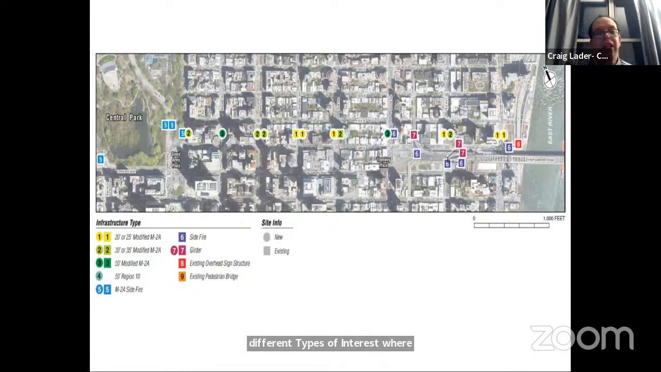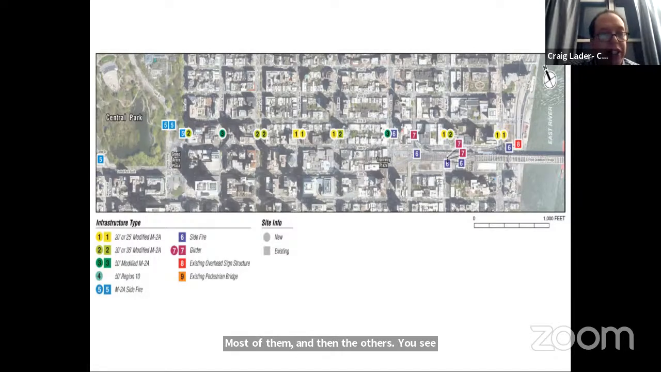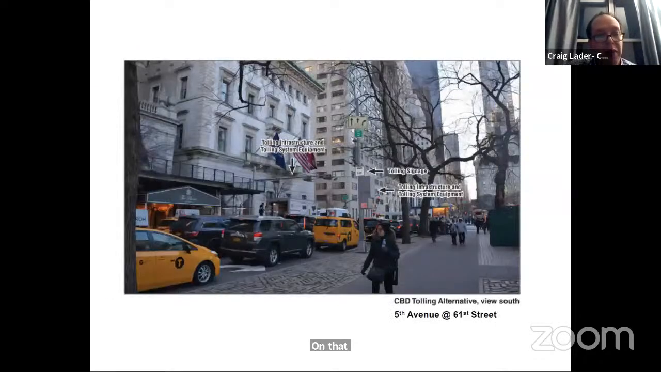And this is just a map denoting the locations of the different types of infrastructure where they're going to be placed. If you look horizontally where all those figures are, that is essentially between 60th and 61st Street, where you see most of them, and then the others you see concentrated around the Queensboro Bridge, and then there are a few located just inside Central Park, those that are denoted as number 5. There are 2 in Central Park, and then there's one that I believe is located at 5th Avenue on that side. Next slide, please.